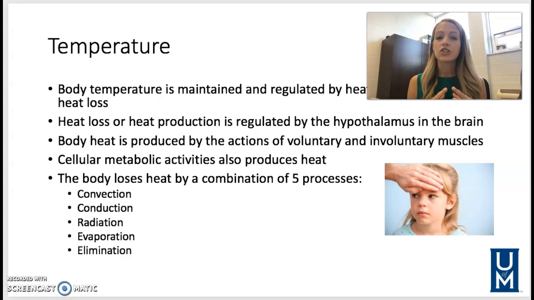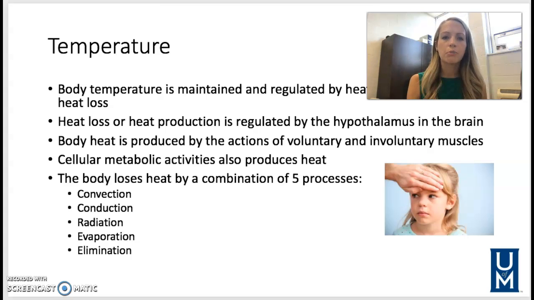So our body heat is actually produced by both voluntary and involuntary muscles. So if you think about when you exercise, obviously you get more hot, you get heat. That's voluntary. You're moving those muscles around and things like that. But when you digest, some of those involuntary muscles are actually producing heat all the time as well.